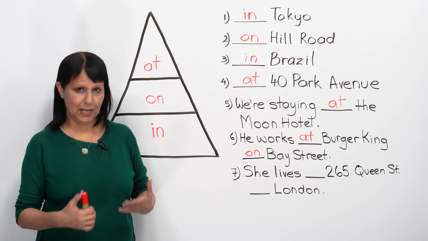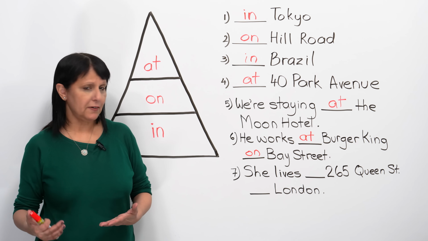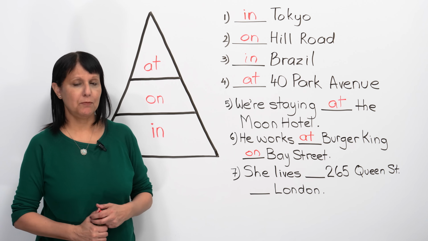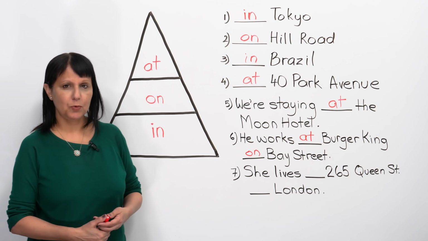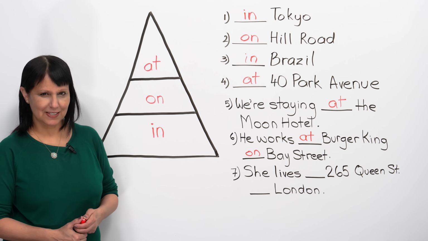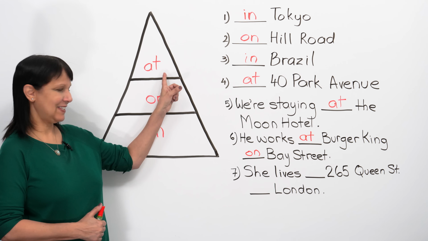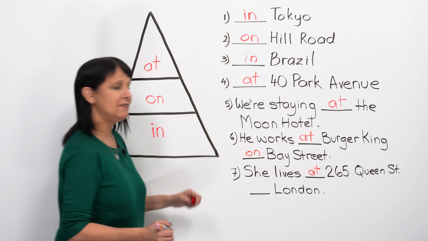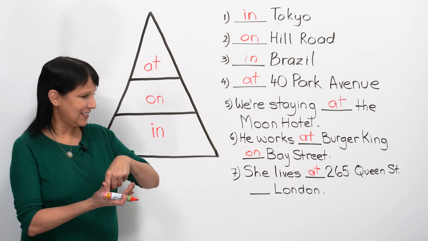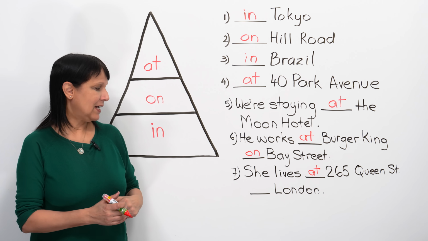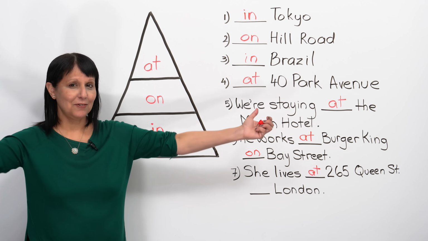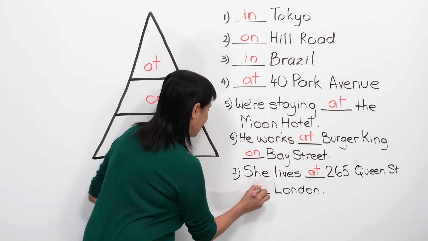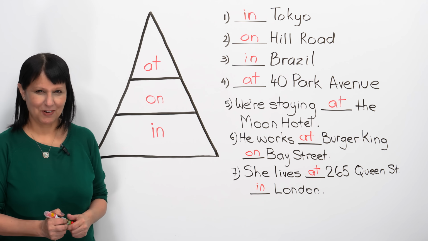She lives blank 265 Queen Street blank London. Once again, we have more than one preposition. What would it be? She lives. Yes, right. You're right. I heard you. She lives at, very specific, at 265 Queen Street and then London, okay? So this is a city, so we want to say in London, all right?